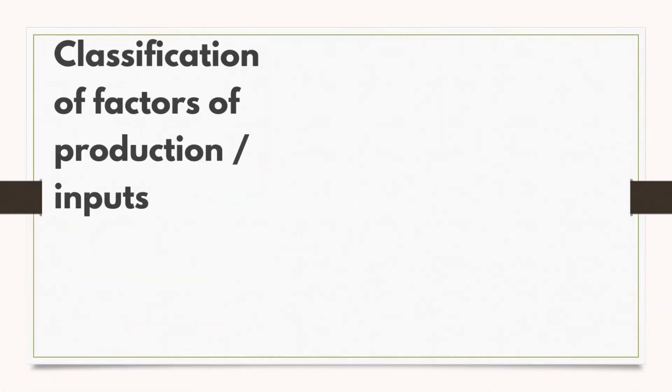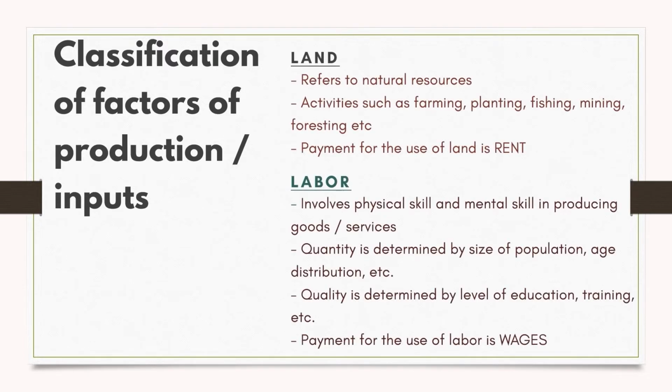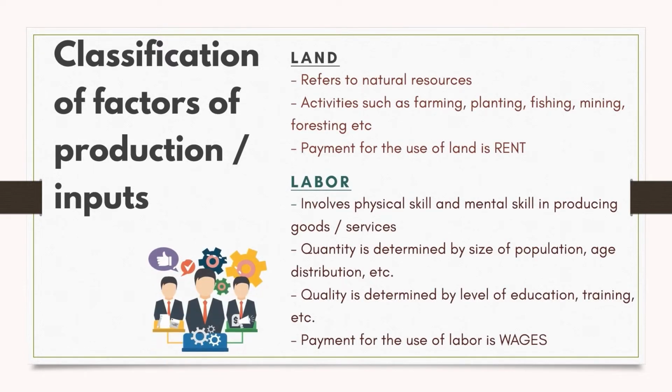Now, we look at the classification of factors of production or inputs. Okay, so we have land and labor. So what is the land? Land refers to natural resources, for activities such as farming, planting, fishing, mining, foresting, etc. And the payment for the use of land is rent. Rent ni sewa.